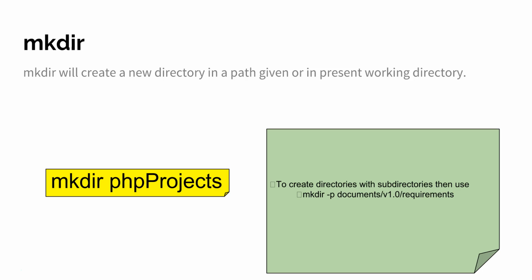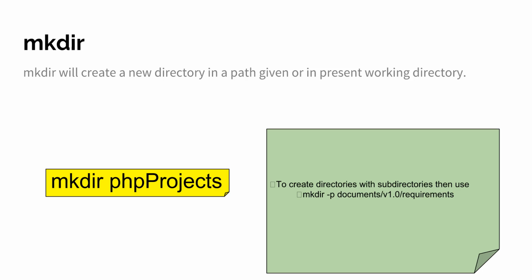Make dir. Okay, so this is called making the directory, that is creating a new directory in a path that is given or in the present working directory. You have to make sure you are in the right folder before you create a directory, and then you can just say make directory and then give the folder name, and it will create that in that path right away in the present working directory.